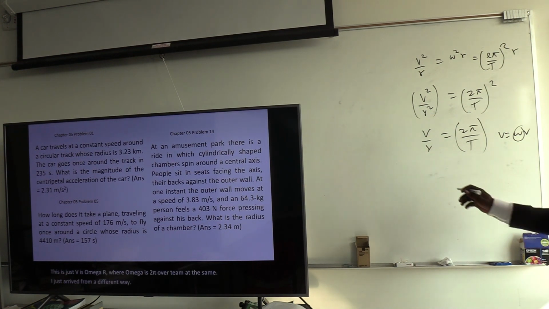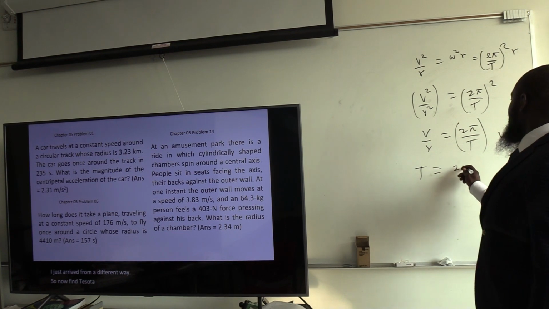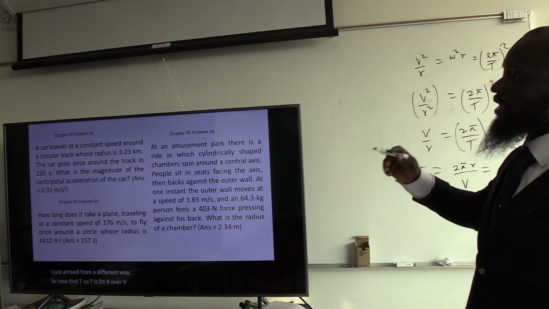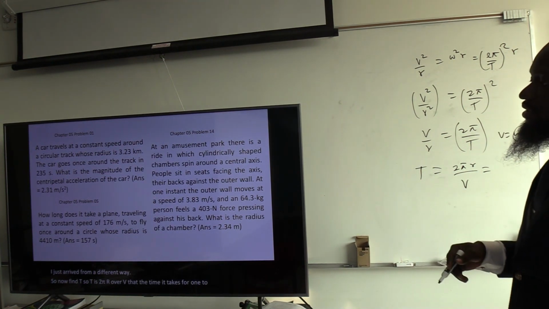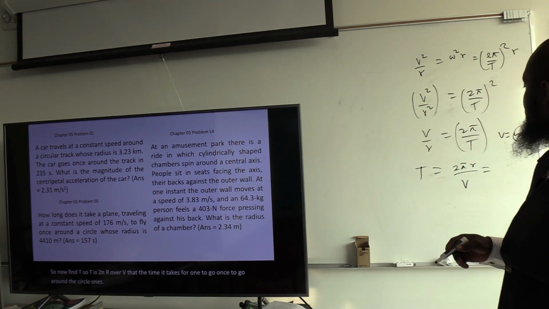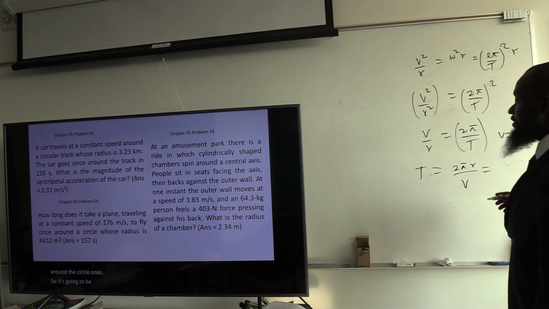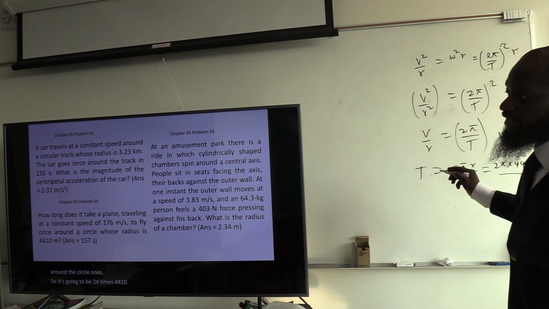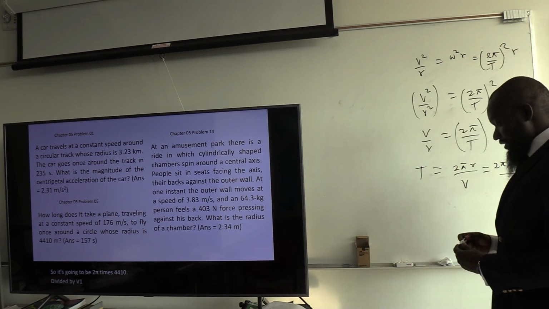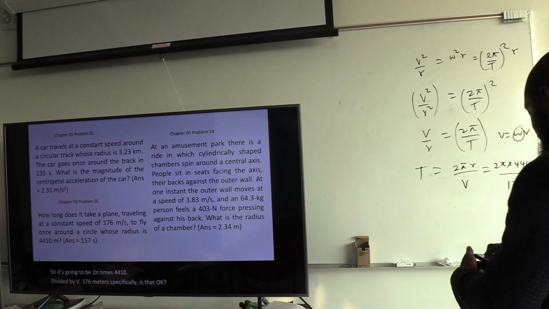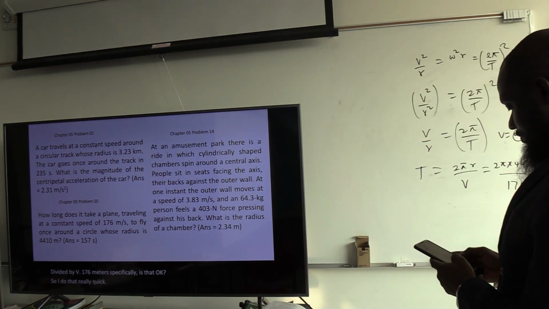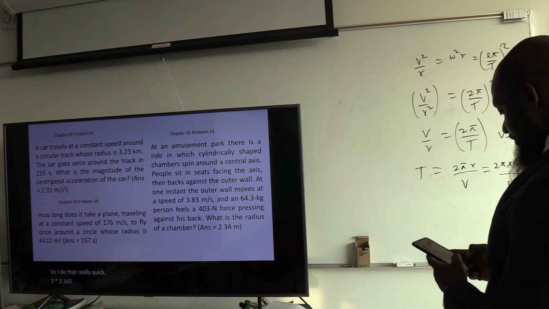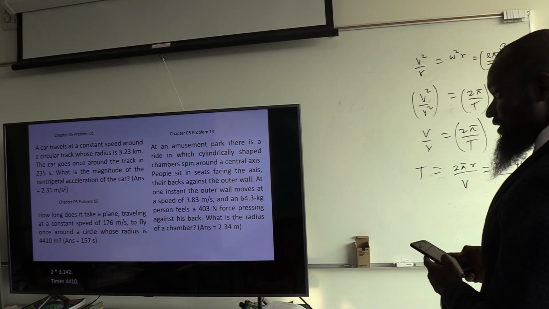Now find T. T is 2 pi r over v. That's the time it takes to go around the circle once. So it's going to be 2 pi times 4410 divided by v, 176 meters per second. I do that really quick: 2 times 3.142 times 4410 divided by 176.